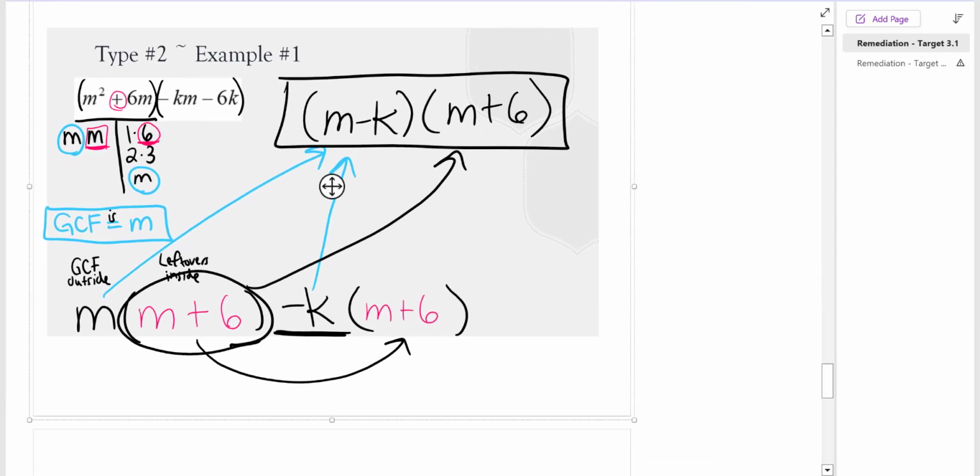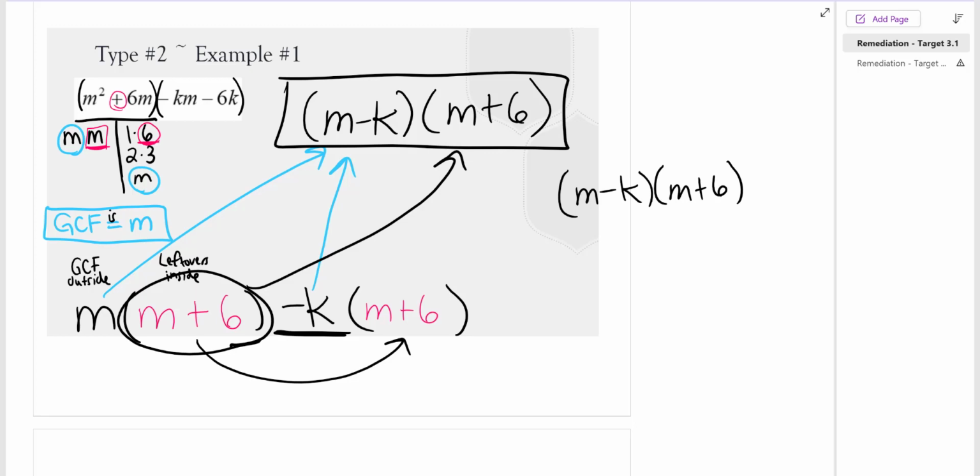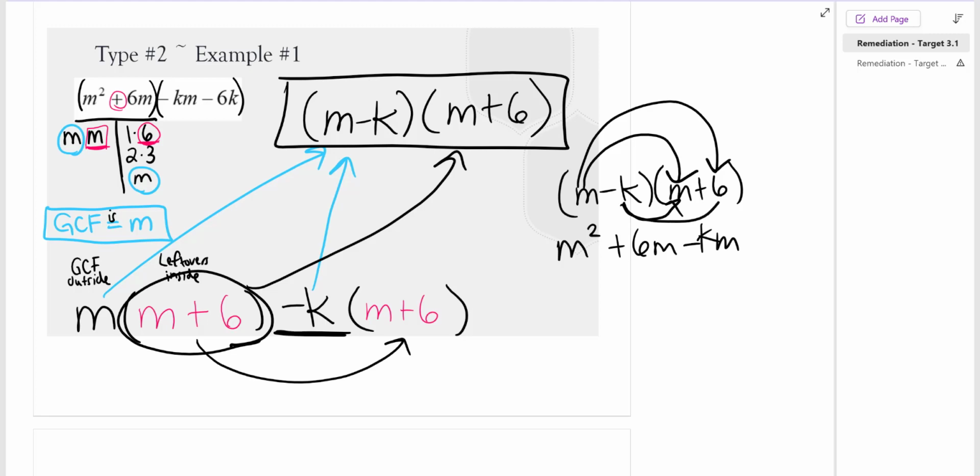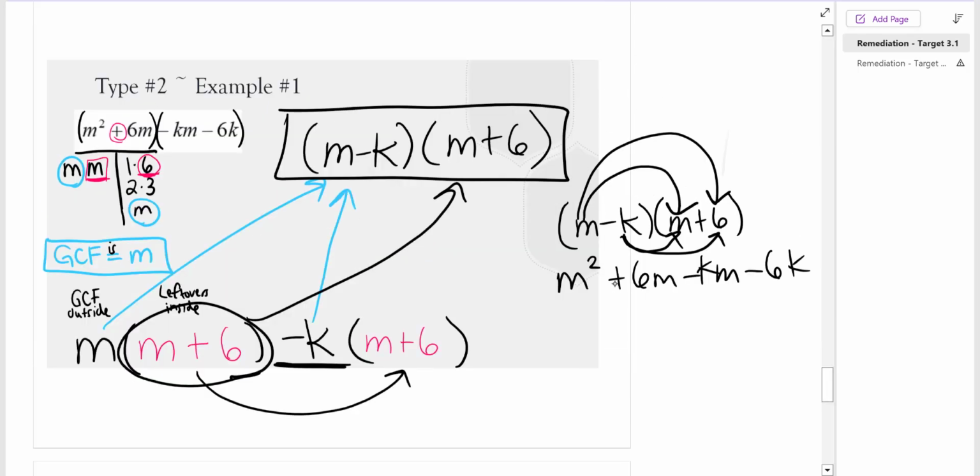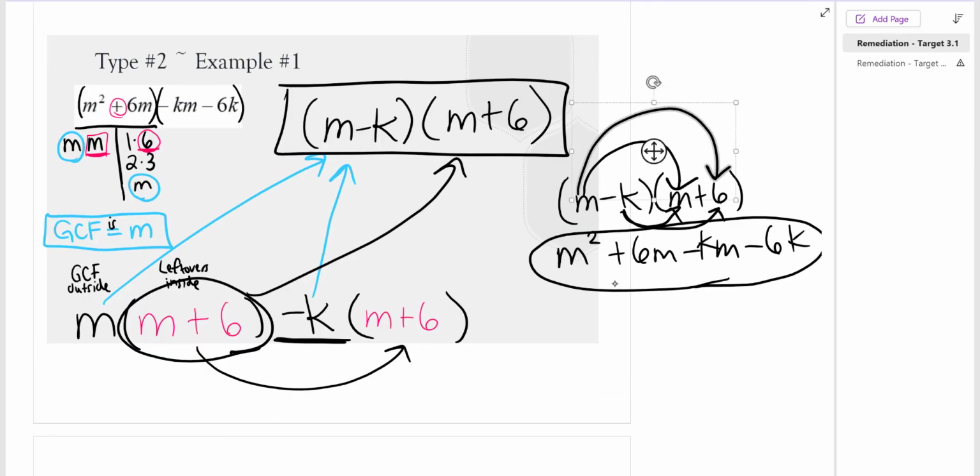Now again, if you wanted to check, you could. So I'm going to show you how you can check your answer. This is from Algebra 1 where you're multiplying out. So m times m, m squared. M times 6, positive 6m. Negative k times m, negative km, negative k times 6, negative 6k. And if you look at that problem, this is exactly the same as the problem we started with, which means that the answer we found is correct.